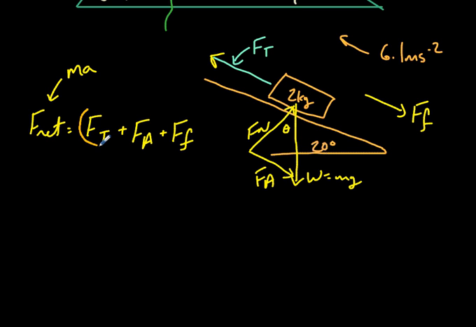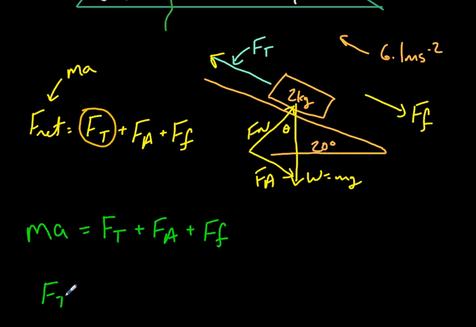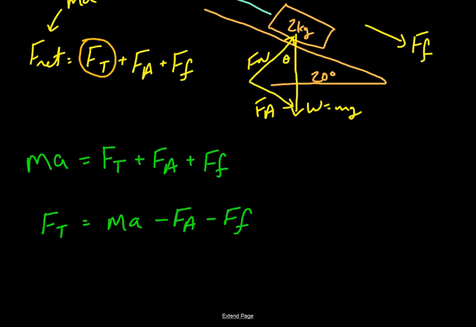So what we are after is this guy right here. Okay? So we could say then ma equals Ft plus Fa plus Ff. Okay. And we want this, so then we could rearrange to say Ft should be equal to ma minus Fa minus Ff.